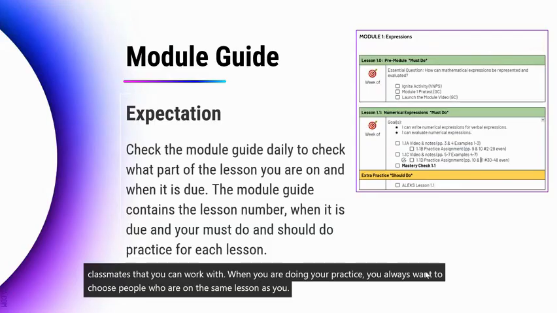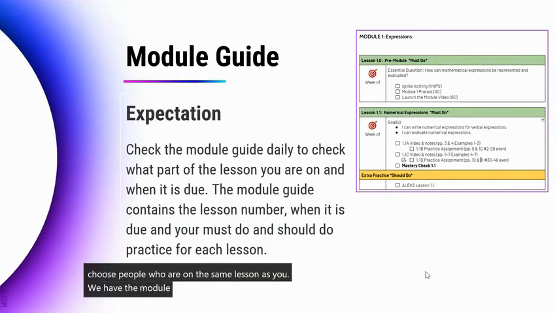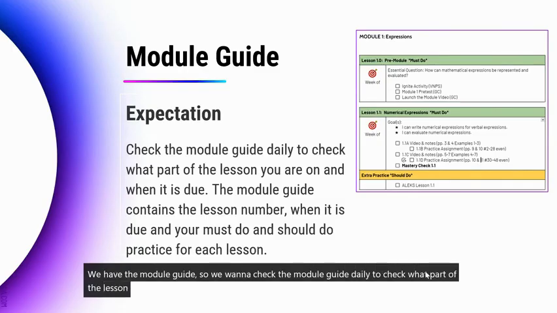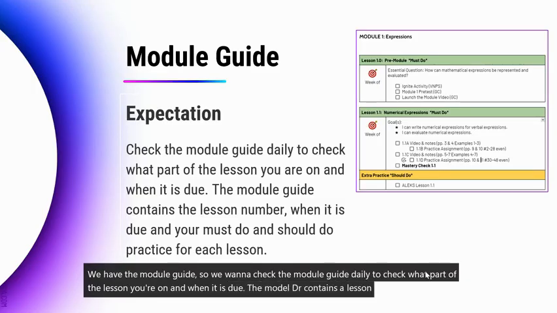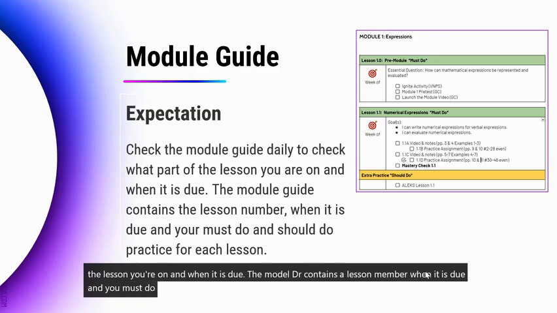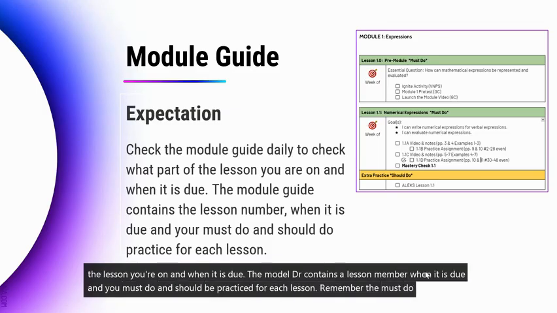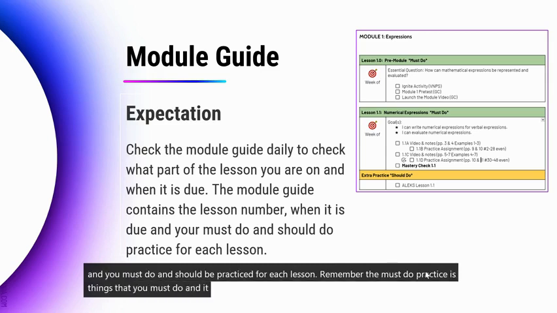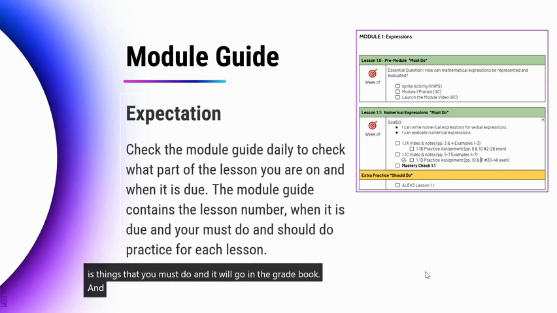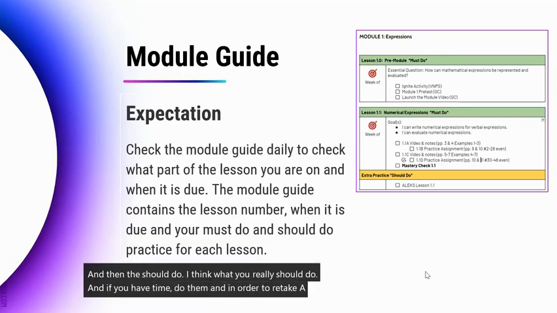And then we have the module guide. So you want to check the module guide daily to check what part of the lesson you are on and when it is due. The module guide contains the lesson number, when it is due, and your must do and should do practice for each lesson. Remember, the must do practice is things that you must do and it will go in the grade book. And then the should do are things that you really should do. And if you have time, do them. And in order to retake a mastery check, you need to do the should do assignment.